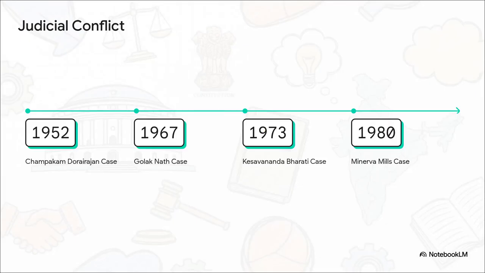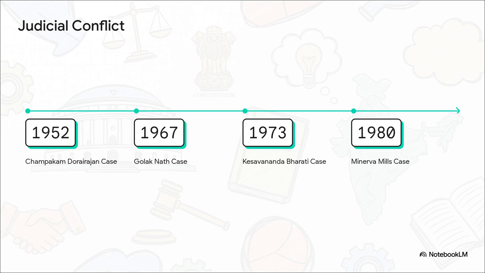But what exactly happens when the enforceable fundamental rights clash with the welfare goals of the DPSPs? Well, notice this fascinating historical tug-of-war on the timeline between the Supreme Court and Parliament. It kicked off back in 1952 with the Champakam Dorairajan case, moved through the Golaknath case in 1967, reached the monumental Kesavananda Bharati case in 1973, which, by the way, introduced the basic structure doctrine, and finally settled down in the Minerva Mills case in 1980.